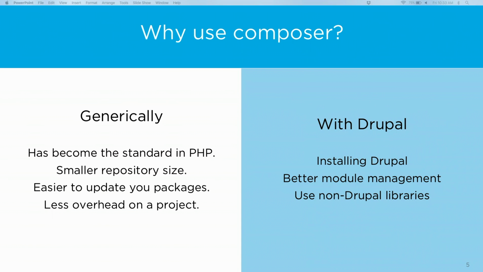Another thing that makes it really good is that Composer will keep your repository size small. If you've ever run a Composer install and then checked the size of your vendor folder, it can get really, really big. The same goes for a Drupal site that has a lot of modules. Each module has its own dependencies and its own code base, so you don't really want to version that, because you can get Composer to build it out for you when you're ready to go in a production instance. It's easier to update your packages and there's less overhead to worry about on a project.